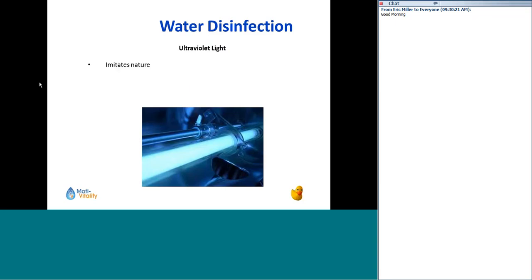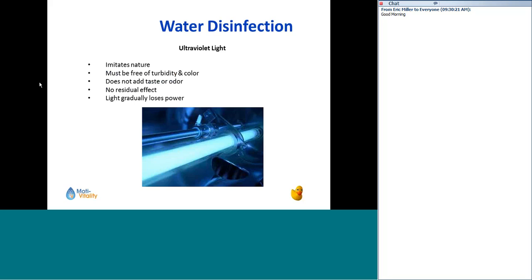UV light imitates nature, right? We talked early on in this class how nature does all the water treatment first. I mean, basically most of the treatment that we do imitates nature. We sometimes just do it a little differently, but we basically use the same concepts. So it imitates nature, so UV rays from the sun. In order for UV to work effectively, the water must be free of turbidity and color. It does not add taste or odor to the water, and there's no residual effect on this one either.